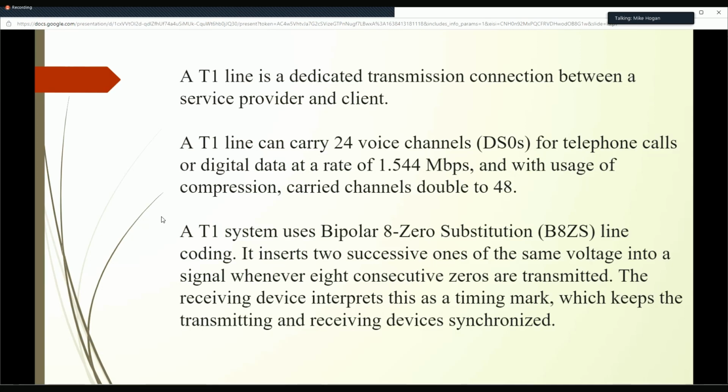Here's some of your throughput. So a T1, 24 channels, 24 of those 64K channels, 1.54 megabytes.